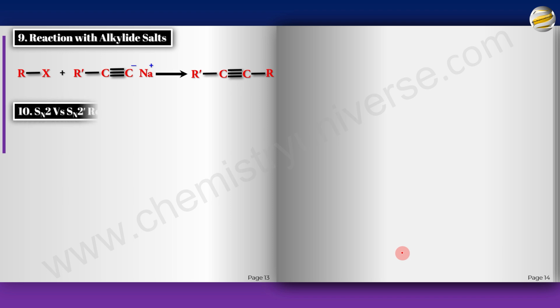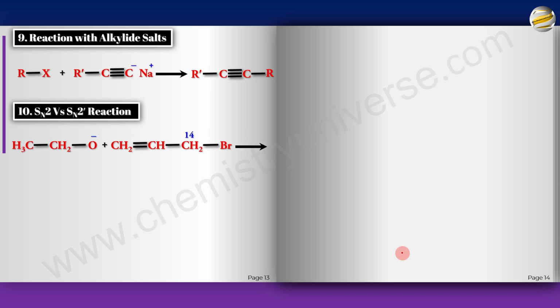And then we do SN2 versus SN2 prime reaction. Now you have alkoxide reacting with an allyl halide. Now this is pretty simple. What do you expect in this? Pretty simple. O minus attacks the C1 and the Br leaves, right? Well, you're right, but there is something else that can happen.